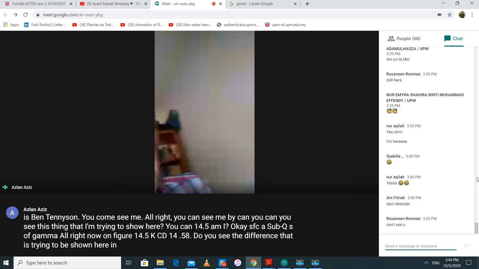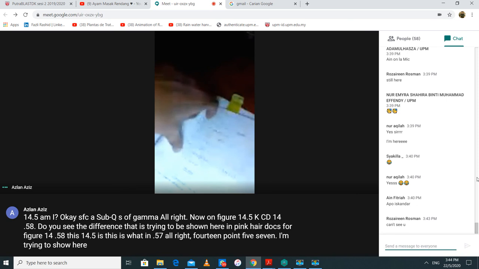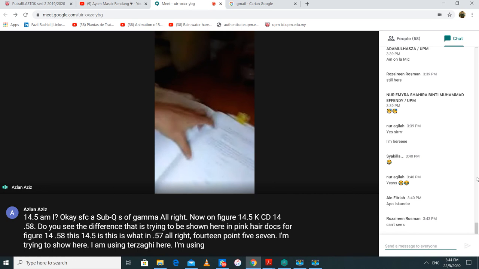Right? Now, on figure 14.58, do you see the difference that is trying to be shown here? Here, it's not for figure 14.58, page 14.58. This is 14.57, right? 14.57, I'm trying to show here, I am using Terzaghi. Here, I'm using Skempton. Now, in the drained situation, I'm also using this shape factor, all right? Shape and depth factors, all right?